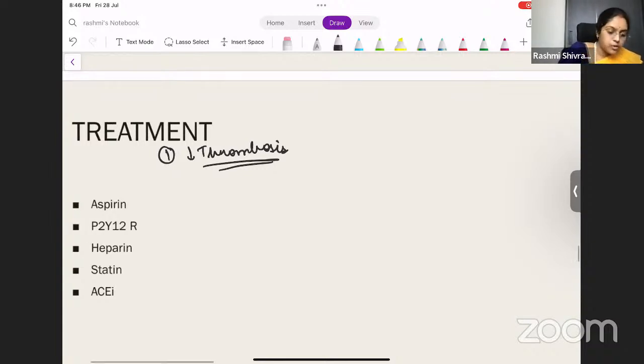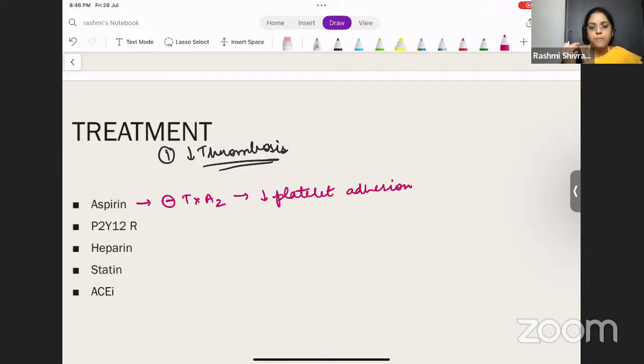So what does aspirin do? Aspirin will inhibit thromboxane A2. Because of that, the platelet adhesion will decrease. When the platelet adhesion decreases, the thrombus formation will not be there. So the first drug is aspirin.